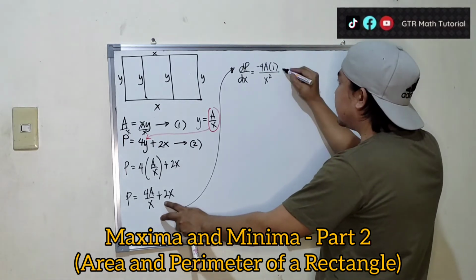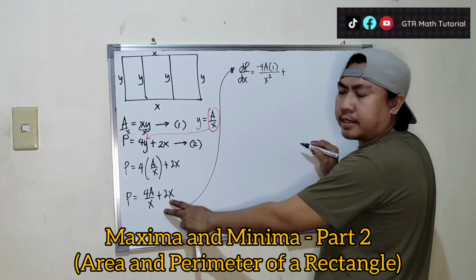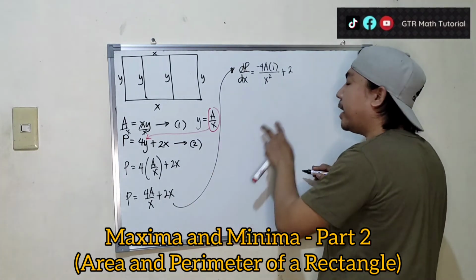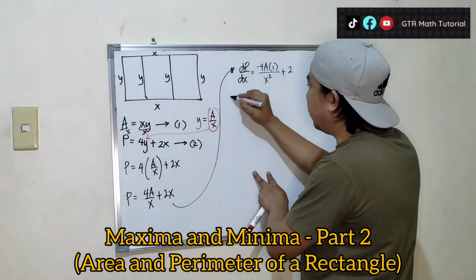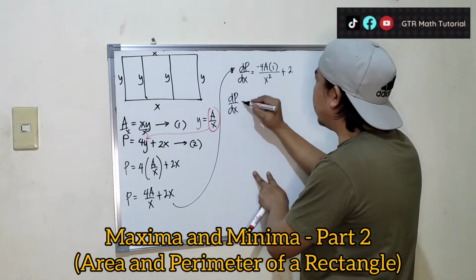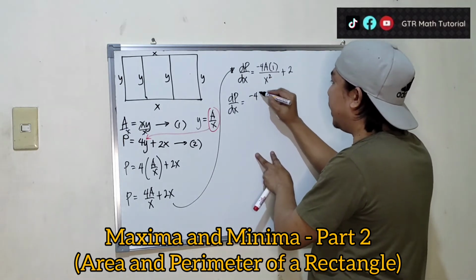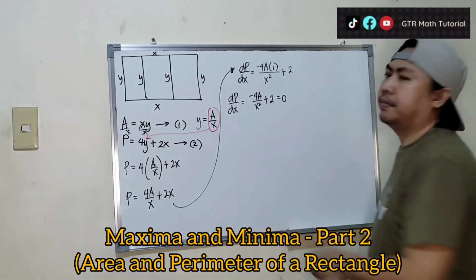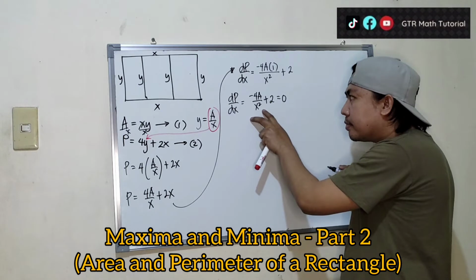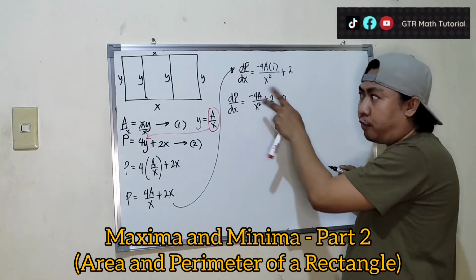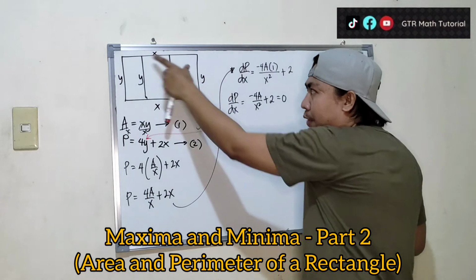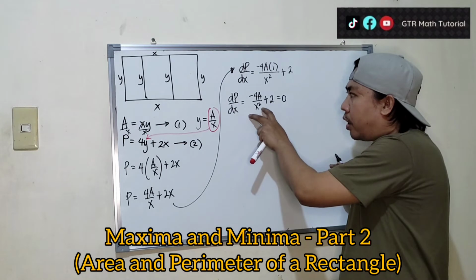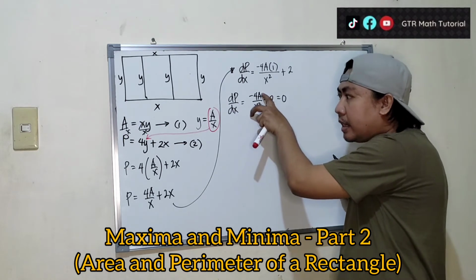Okay? Then plus derivative of 2x. So, 2 is constant and x, so derivative is 2. Okay? So, just simplify and then equate to 0. So, we have derivative of p with respect to x is equal to negative 4a over x squared plus 2, then equate to 0. Then solve for x or solve for a, since we want to find an equation that contains y and x, so we can solve for a and then substitute that in equation number 1.